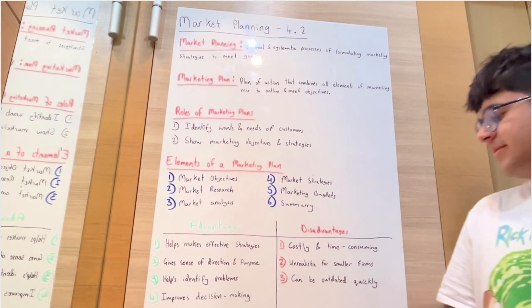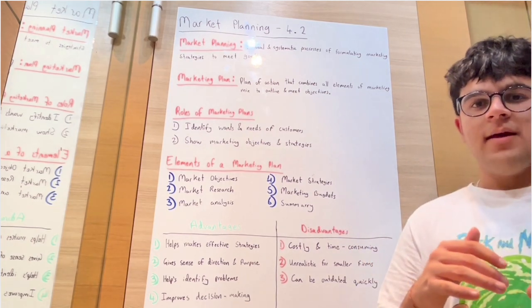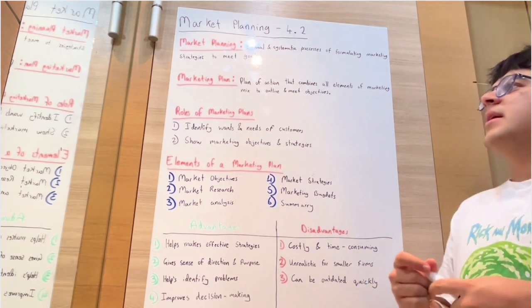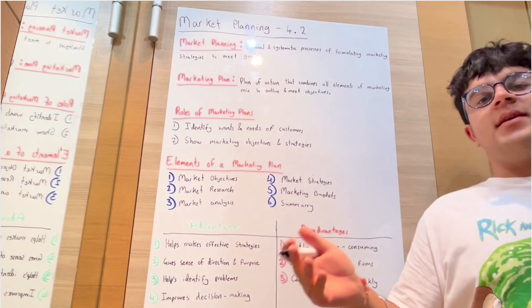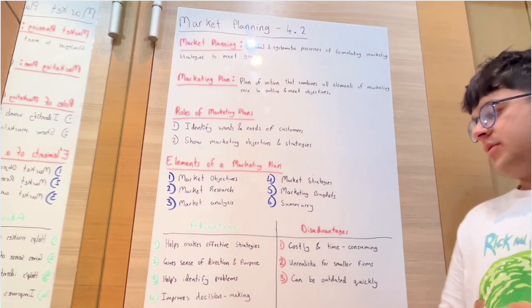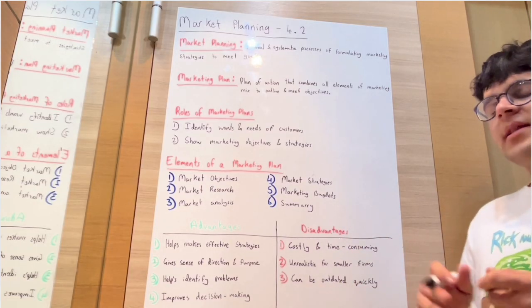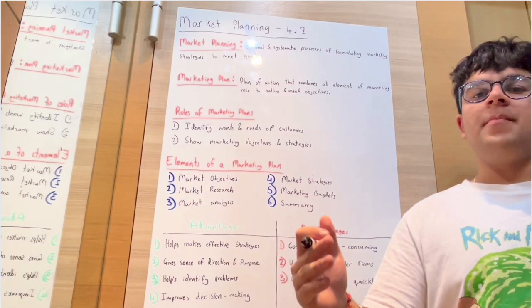Third, it can be outdated quickly. The marketing plan is a static plan. By that, I mean that it is one that you make and you cannot change based off any events that happen. If you want to change it, you have to make a completely new plan, which is super costly to her.